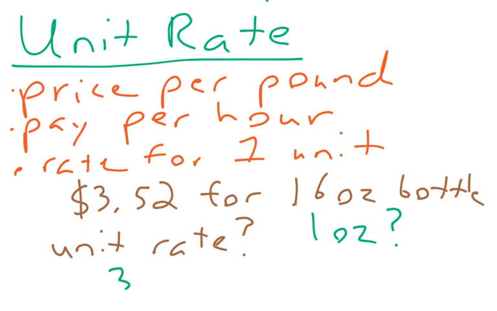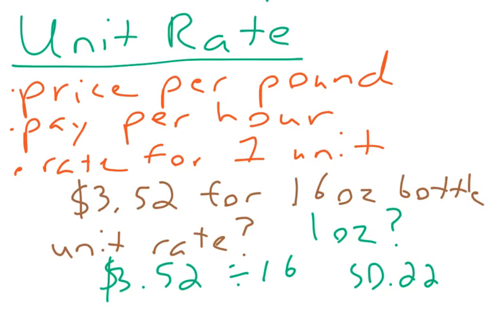So what I'm going to do, I'm going to take my $3.52 and I'm going to divide it by 16. And when I do that, I get 22 cents. So that means that 1 ounce of whatever's in this bottle is going to cost 22 cents. So all I had to do was divide. I had to divide the cost by how many ounces there were.